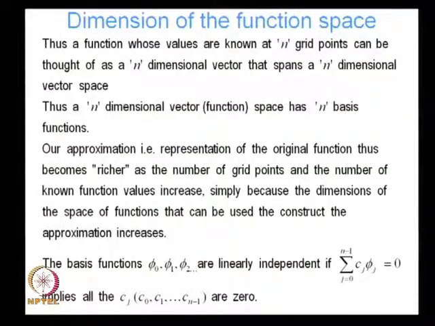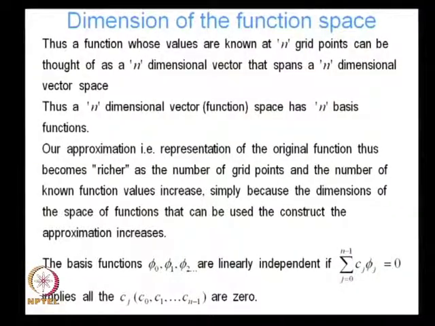Our approximation, that is the representation of the original function, thus becomes richer as the number of grid points and the number of known function values increases, simply because the dimension of the space of functions that can be used to construct the approximation increases. As the dimension increases, the number of basis functions also increases. So in a sense it becomes richer; my basis can represent more complexity.